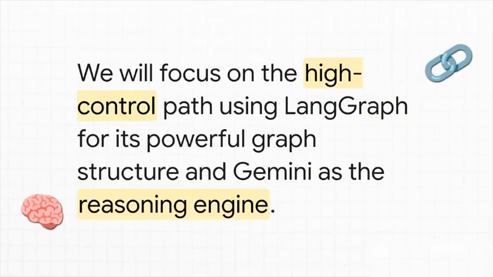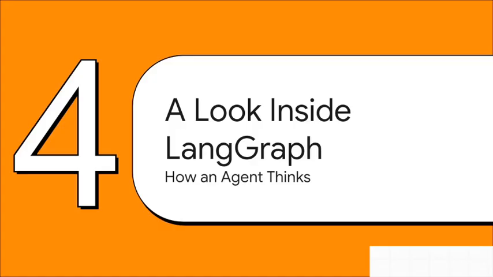For the rest of this explainer, we're actually going to focus on that high control path. And why is that? Because it's what really shows you how these agents actually work under the hood. So our tools of choice are going to be LangGraph for its awesome graph structure, with the super fast Gemini 1.5 Flash model as our reasoning engine. All right, let's pop the hood and take a look inside. How do we actually assemble an agent using something like LangGraph?